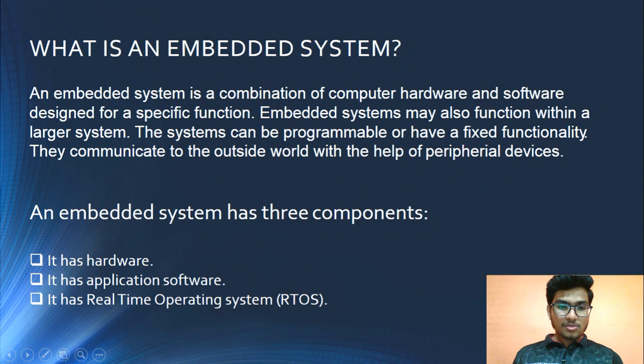An embedded system uses peripherals to communicate to the outside world. ARM processors are the processors which control the embedded system. They contain a core within them. And lastly, the memory. The embedded system requires some amount of memory to store and execute the data. The memory should be fast, large, and at the same time inexpensive. Coming to the three components of an embedded system, the first one is hardware, second is application software, and third is RTOS, that is real-time operating system.